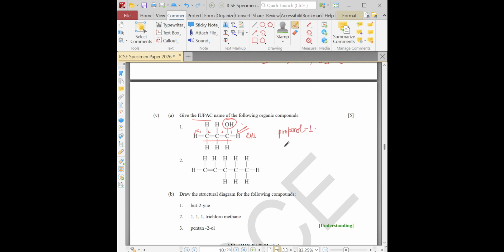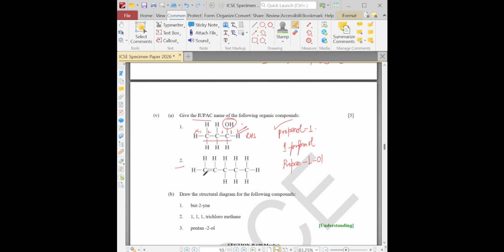Propanol 1. You can write 1 propanol, or you can write propan 1 ol. So these are the 3 styles in which you can write, but I would prefer this one.